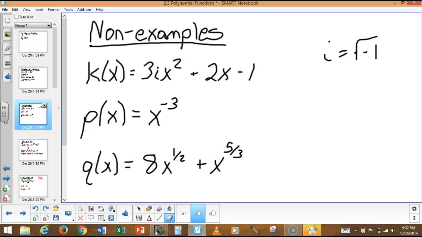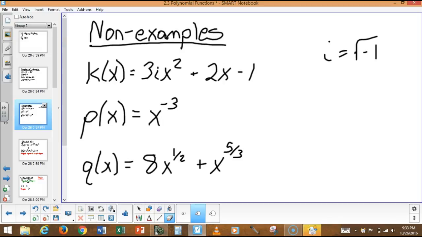So let's take a look at some non-examples. We have three different functions, k of x, p of x, and q of x. If we look at k of x, that has a coefficient of 3i in front of x squared. Remember from Algebra 2, i stands for an imaginary number. If you look off to the right, i equals the square root of negative 1. The square root of negatives, you know by now that you can't take the square root of a negative number, so that is what is wrong with k of x. That is not a polynomial because it has a coefficient that is not a real number.